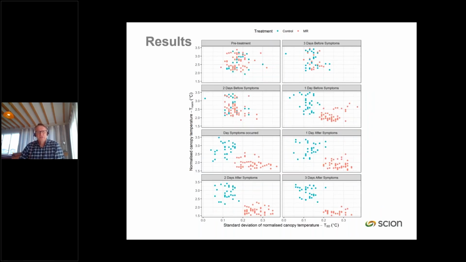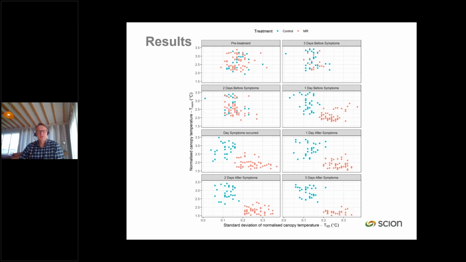So I'd just like to show you the results from the thermal imagery. The great thing about the thermal imagery is that the 2 variables that we use can be shown on one graph because there are only 2 of them. So on the y-axis, we have the normalised canopy temperature, and on the x-axis, we have the standard deviation of the normalised canopy temperature expressed by the control and the myrtle rust plants with respect to the infection stage.